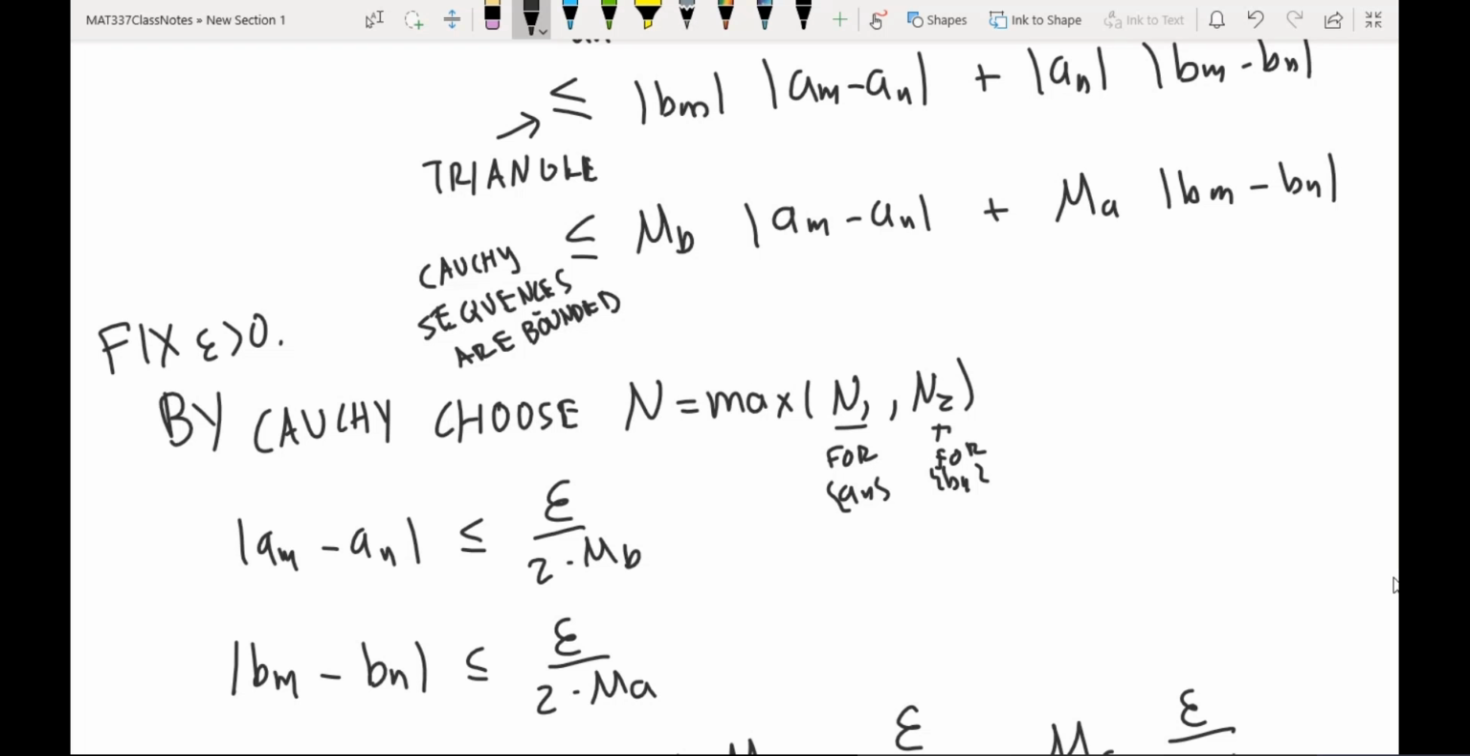Shirley says, is MA and MB upper bounded? No. So let me write it here. BM is less than MB for all M, and AN is less than MA for all N bigger than 1. Shirley? Okay, correct. Yes, exactly.